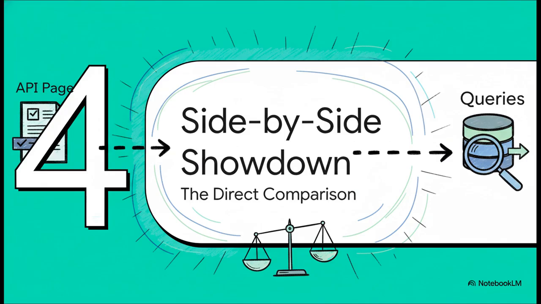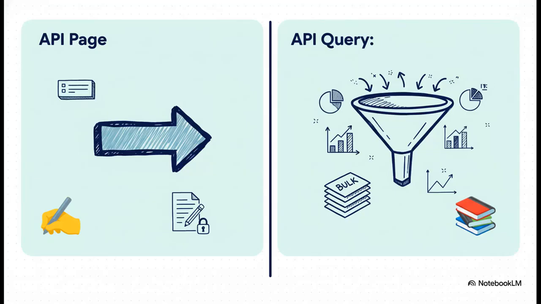All right, let's put these two head to head. When you see them laid out side by side, the differences become crystal clear. So the big takeaway is this. API pages are built for transactional data exchange, reading and writing individual records. API queries, on the other hand, are all about high-performance, read-only data retrieval. They're two different tools for two very different jobs.